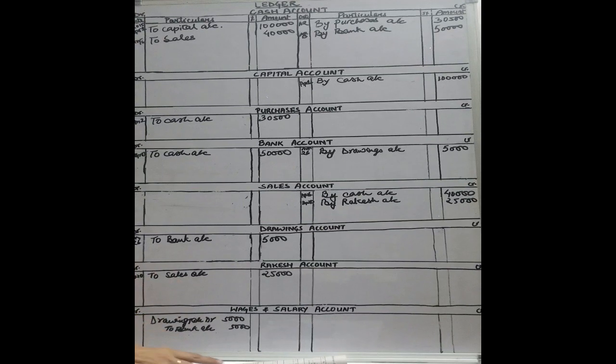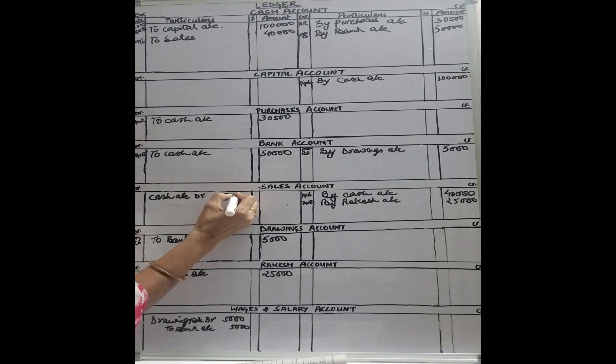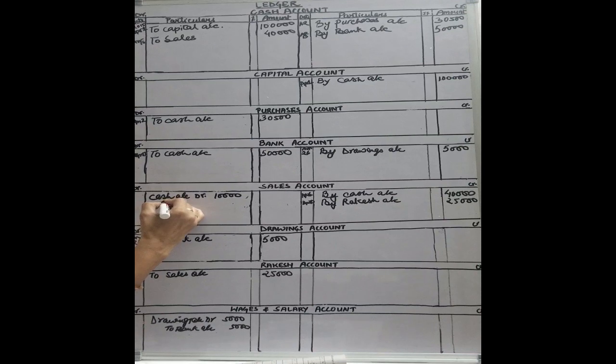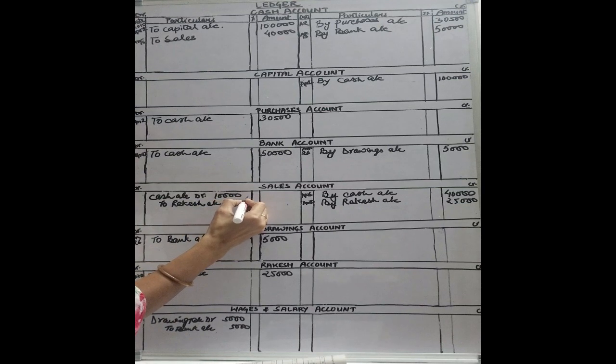Okay, so let's see the next transaction now. On April 29th, received cash from Rakesh rupees 10,000. The journal entry of this transaction will be cash account, as we are receiving cash. So cash account is debited with rupees 10,000 to Rakesh, as Rakesh is the giver here, with rupees 10,000. So this is the journal entry.